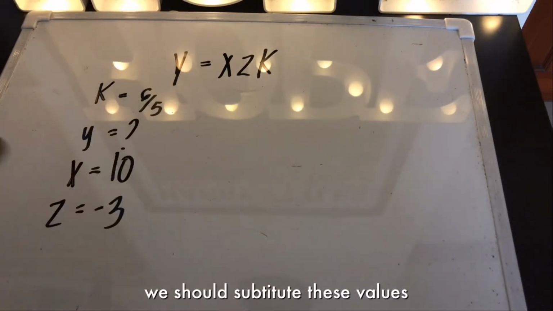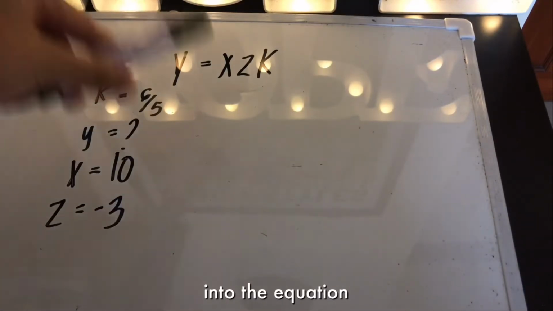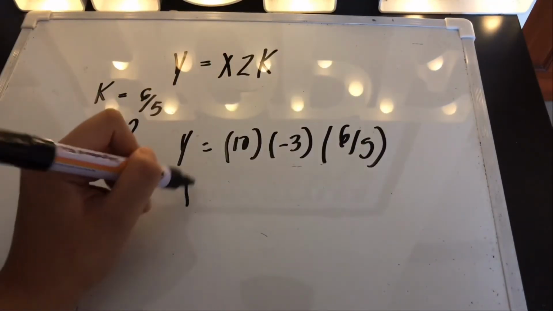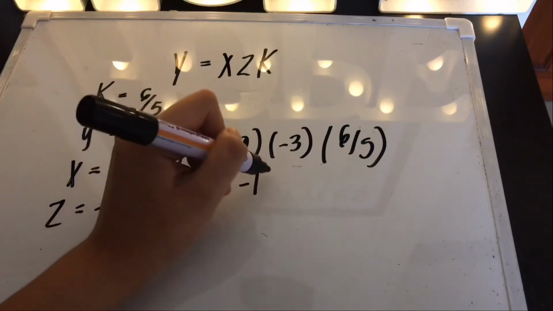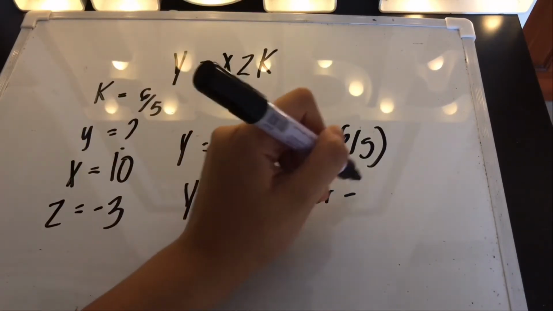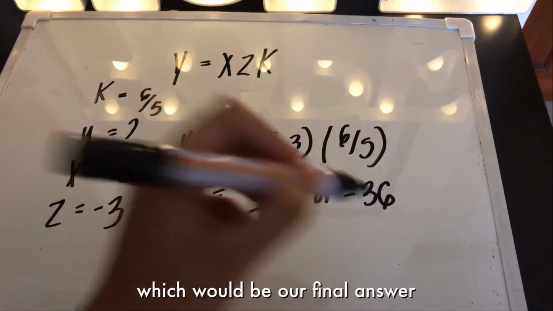So now that we have the value for k, we can now solve for the value of y. We should substitute these values into the equation. You will have y = negative 180 over 5. But if you simplify this, you will get negative 36, which would be our final answer.